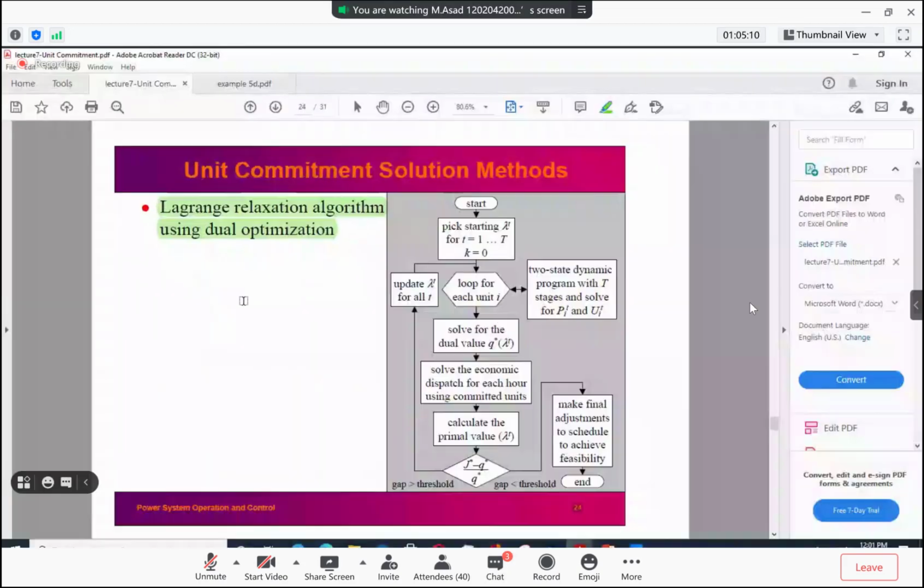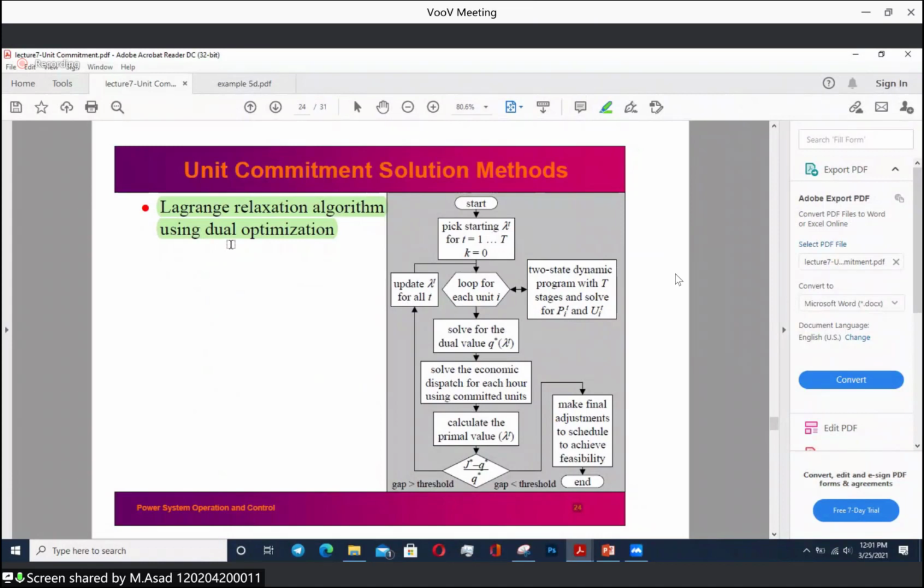Okay, continue. So we will see an example of the Lagrange relaxation algorithm using dual optimization, and this is the algorithm for how to solve the problem. First, we start and pick the starting value of lambda(t), with t from 1 to T, however many hours you have, and start the constraint at 0. Start the iteration at 1 and, for every unit, do the loop. We will see this better explained.